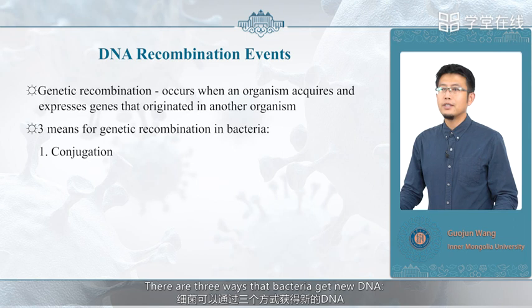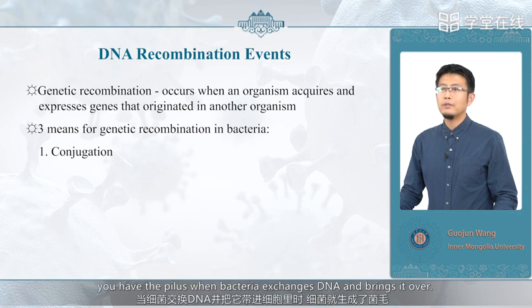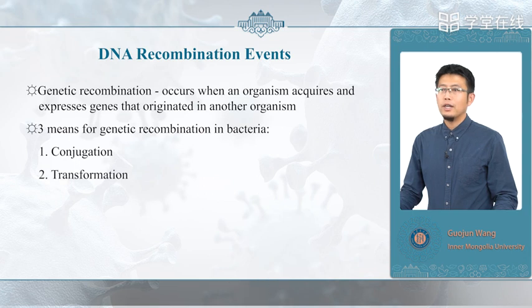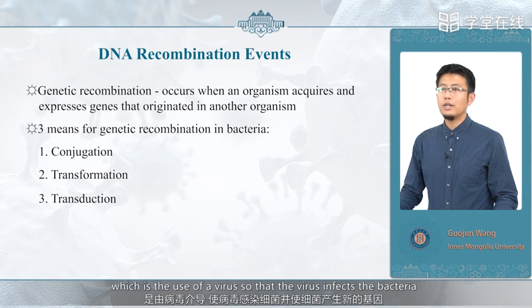There are three ways that bacteria get new DNA. Conjugation, which is what I term bacterial sex, because basically you have the pili with which bacteria exchange DNA and bring it over. Transformation, in the lab, where you take naked DNA out of the cell and add it to the bacteria. They get new genes because of that. Transduction, which is the use of a virus, so that the virus infects the bacteria and gives it new genes.